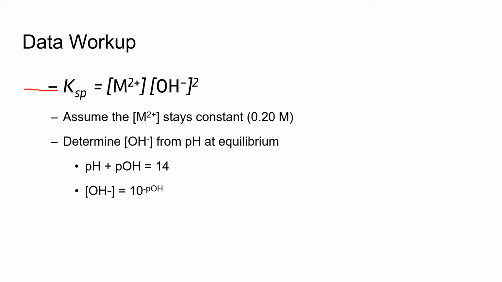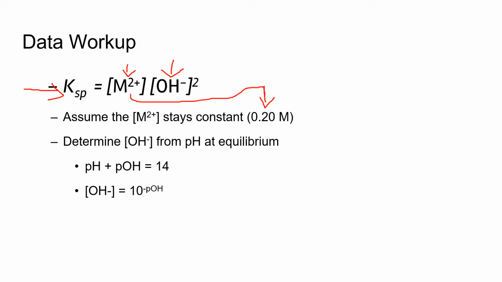So we say that our aim is to get the KSP, and we first have to know what this number is and what this number is also. We assume that the concentration of our metal cation is constant, so our starting concentration for the solution we used is 0.2 molar. So just assume that the M2 plus is this value right here.